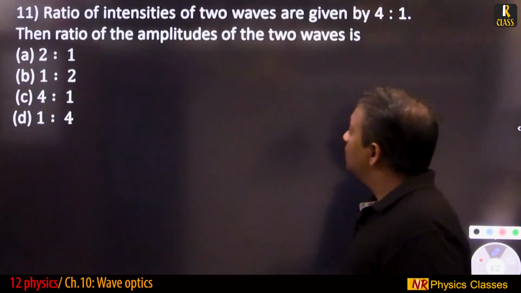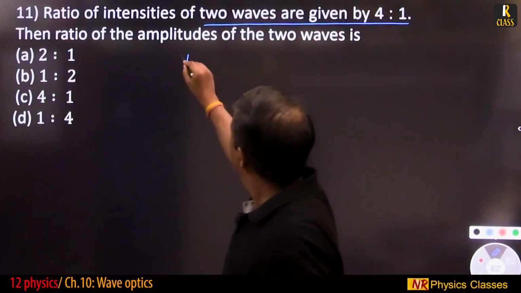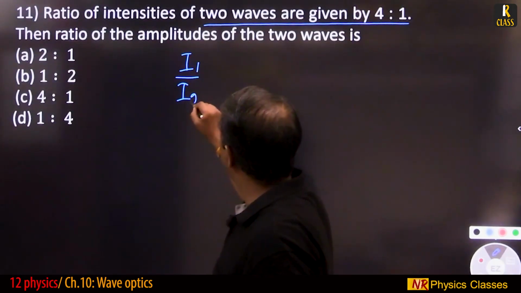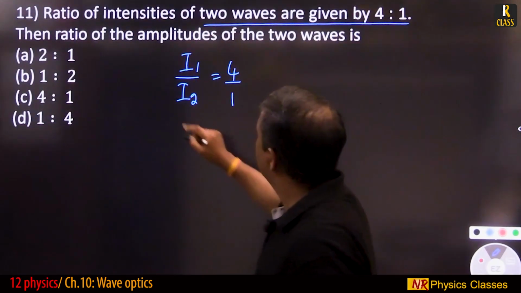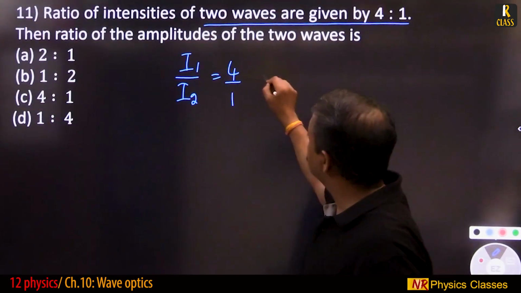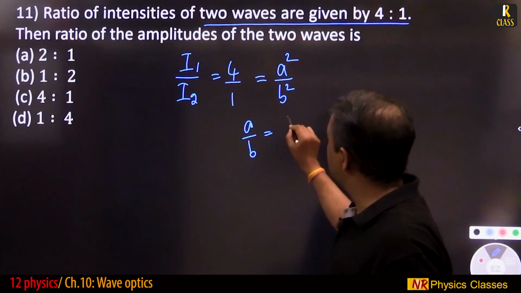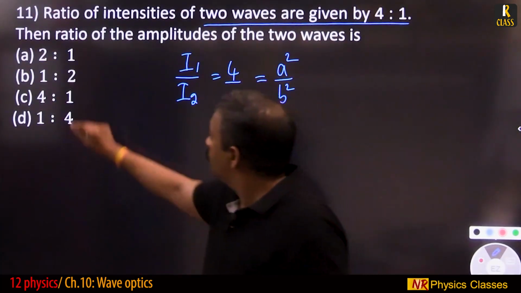Ratio of intensities of two waves. Ratio of intensity is I1 by I2 equal to 4:1. Ratio of amplitudes of two waves. Intensity is proportional to square of the amplitude, isn't it? So A by B equal to 2:1.